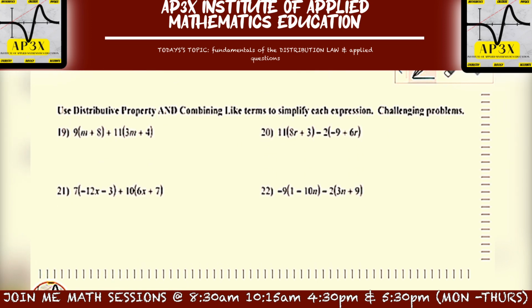All right, beautiful. So these questions at the bottom are more or less the same. There's no trick in this. Distribute the 11, distribute the minus 2, distribute the minus 9, distribute the minus 2. So there's no trick here.